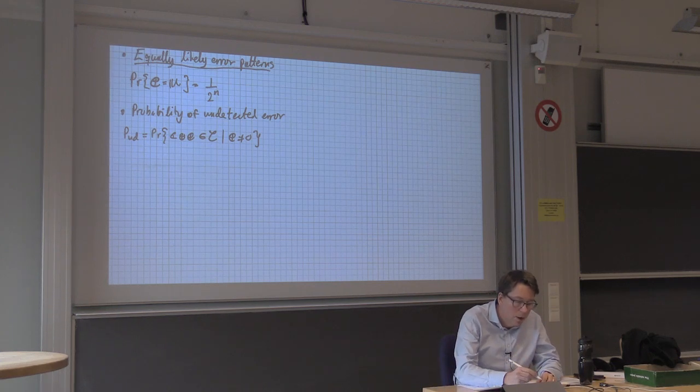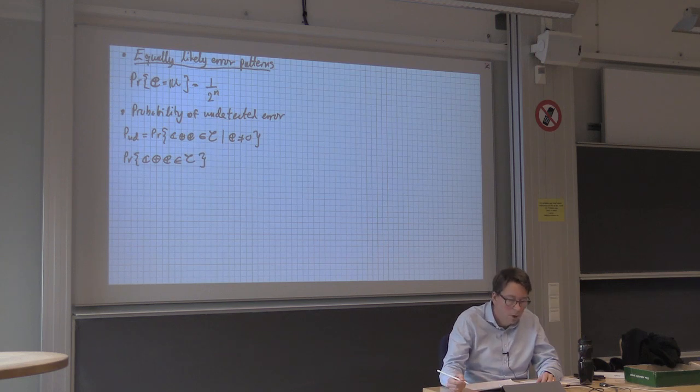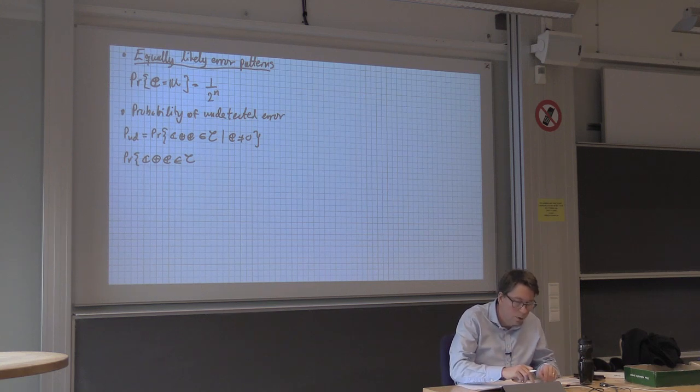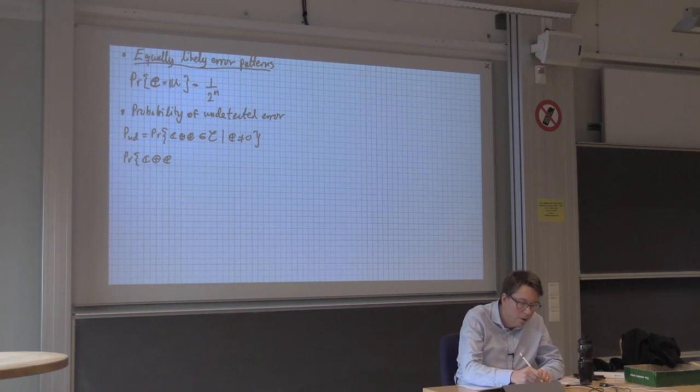So let's look at this probability that C plus E is a code word that is in the set curly C. Sorry, let's actually look at this probability rather. The probability that C plus E is some pattern U.